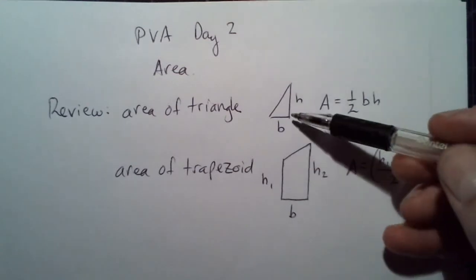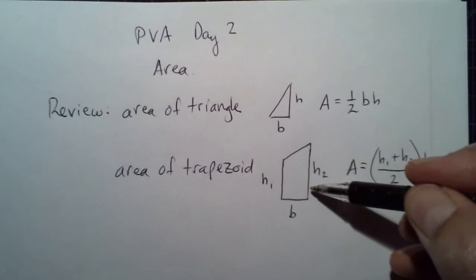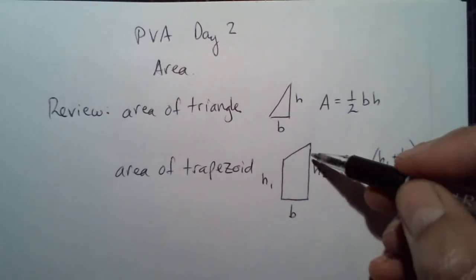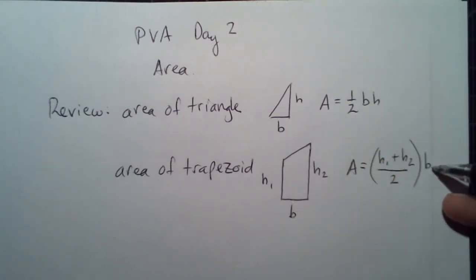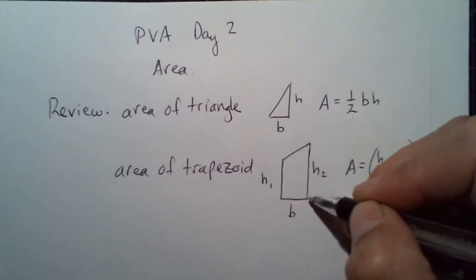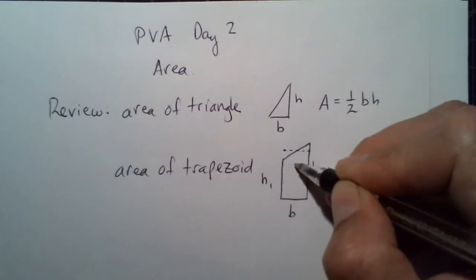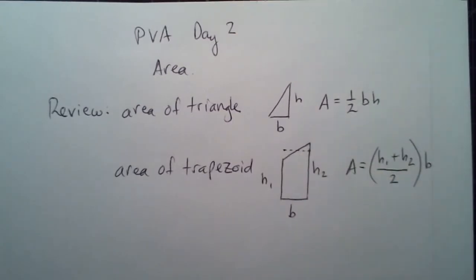To review, make sure you know that the area of a triangle is 1/2 base times height, and the area of a trapezoid, here's one way to represent it. Let's find the mean of the two heights. The mean of the heights times the base, because if you take the short height and the long height, their mean is going to be halfway between them, and that makes a rectangle. So this is really just base times height of a rectangle.